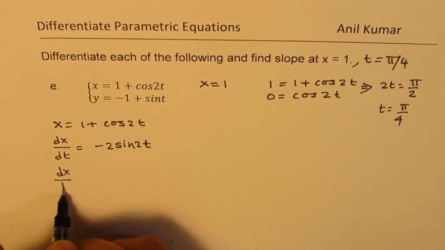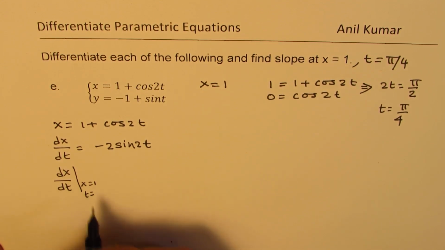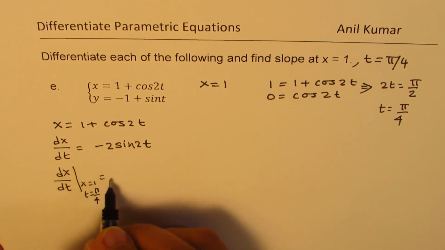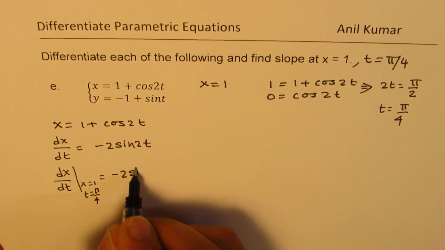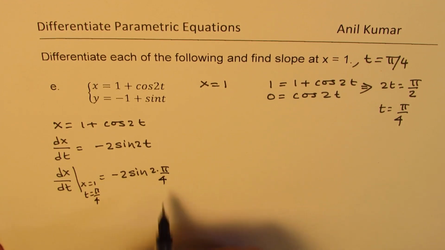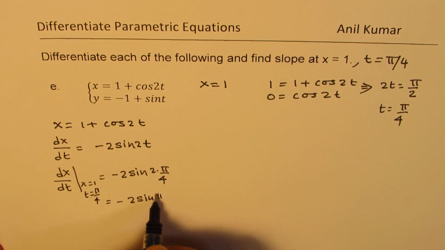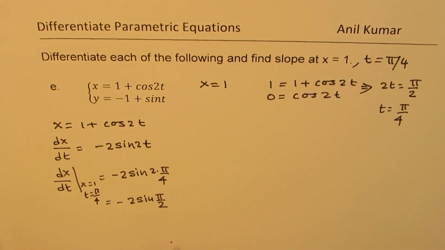And for dx/dt, when x equals 1, we found t is equal to pi by 4. So we'll write pi by 4 here: minus 2 sine 2 times pi by 4, correct? Which is minus 2 sine pi by 2. And sine pi by 2 is actually 1. So we get this as minus 2, correct? So we get the value.